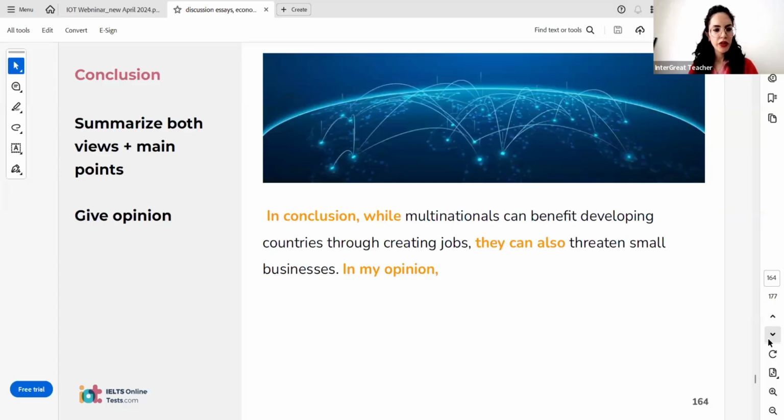Now, I need to give my opinion. It's a discussion essay. I not only mentioned the two sides, that is beneficial because of creating jobs and harmful because of threatening small businesses. I need to give my opinion as well. And I've already mentioned this opinion in my introduction, saying the benefits. Now I need to repeat that.